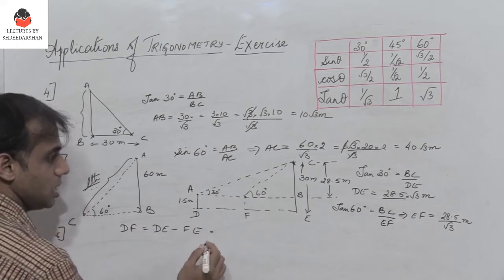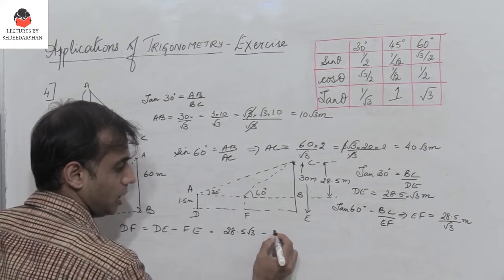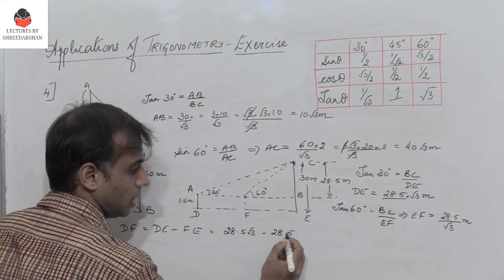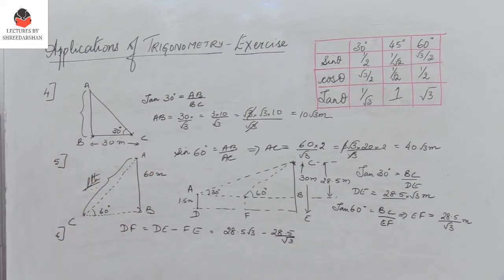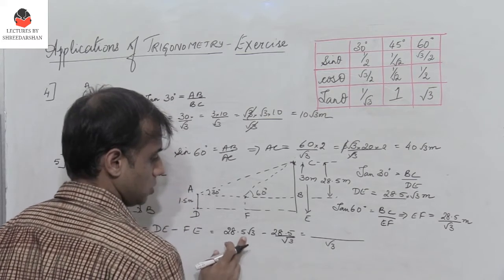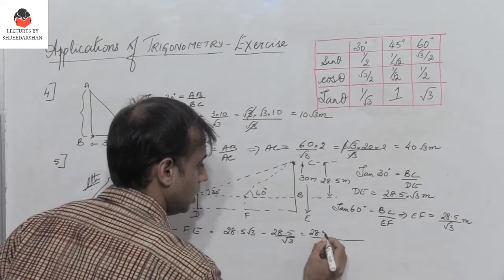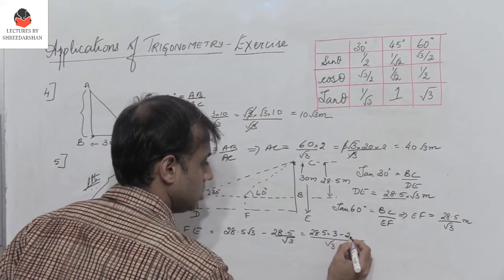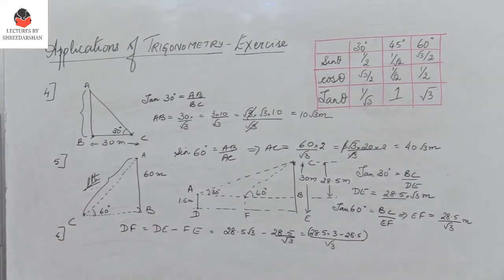So DE is 28.5 root 3 minus 28.5 divided by root 3. So this is what I need to find. Now if I take the LCM, root 3, this is 28.5 into 3, right? So I get 28.5 into 3 minus 28.5 divided by root 3. This is what I get here.